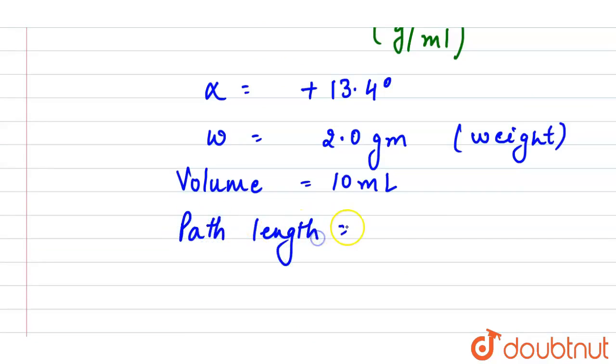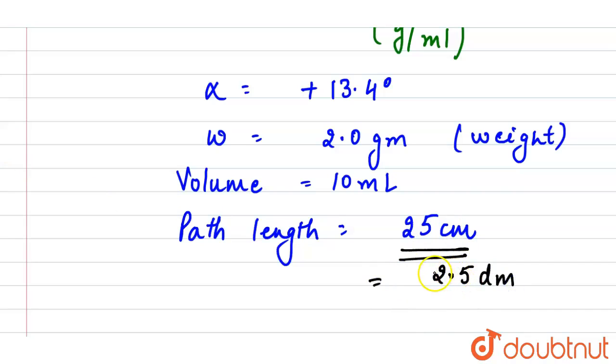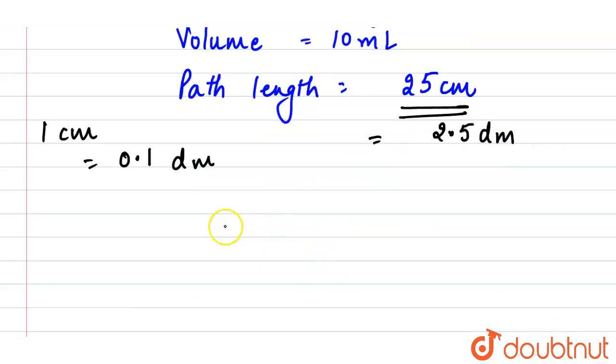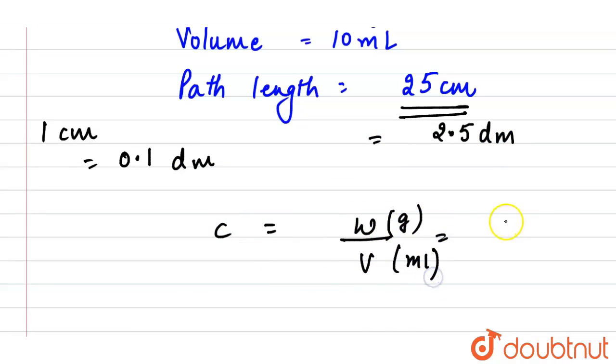To calculate the specific rotation, we first need to convert the path length. It will be 2.5 decimeters, because 1 centimeter is equal to 0.1 decimeters. Now we need the concentration. Concentration is weight upon volume, that is grams upon milliliters. So we have 2 upon 10, which is equal to 0.2 grams per milliliter.